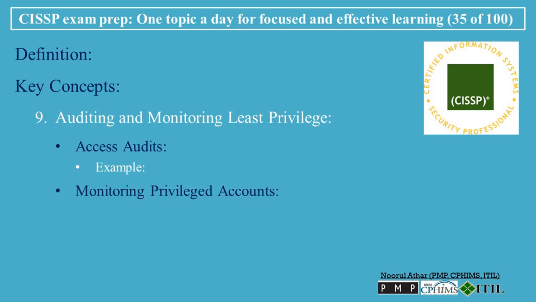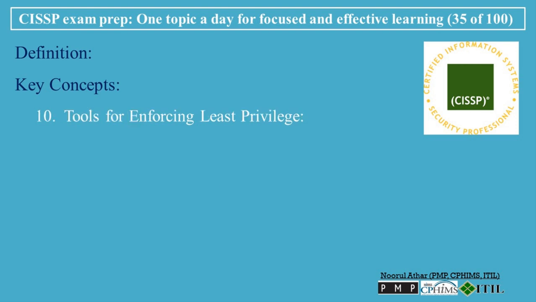Monitoring privileged accounts. Privileged accounts should be continuously monitored for suspicious activity. Logging and monitoring these accounts can help detect potential abuse or insider threats. Example: using a SIEM system to log all administrative actions and generate alerts when abnormal activity occurs, such as multiple failed login attempts or changes to critical system configurations. 10. Tools for enforcing least privilege.